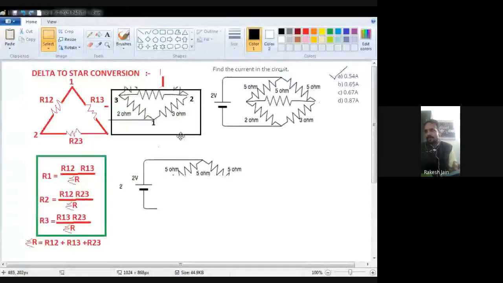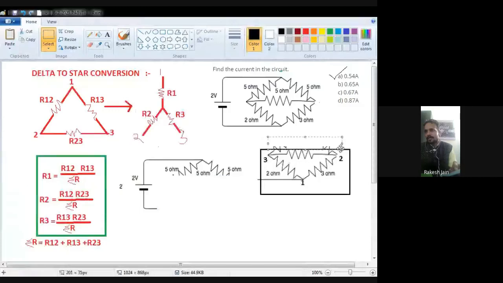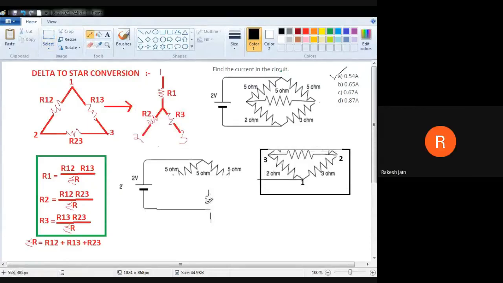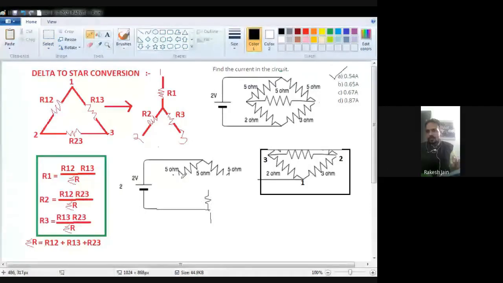With the second delta conversion, let me just remove this one. And now let me not use this delta network for my analysis. Instead of this, if I choose, kindly see it carefully. Okay, let me choose this bottom as a delta network.